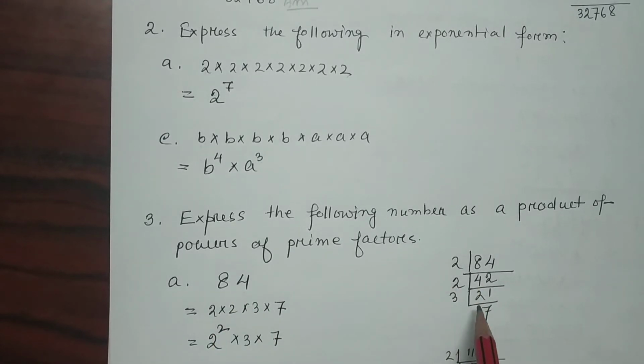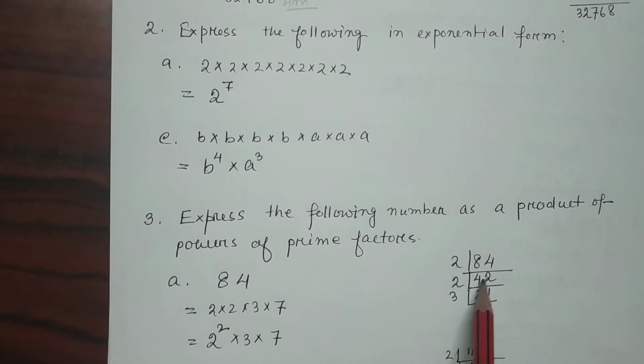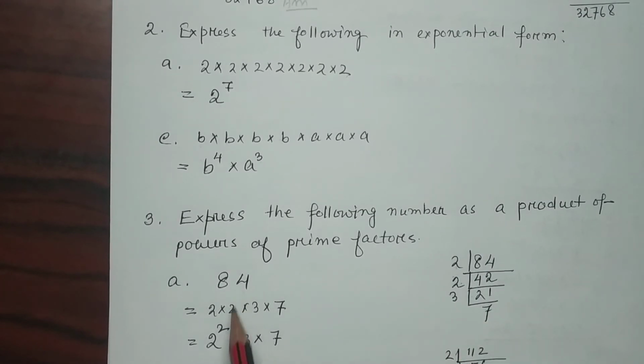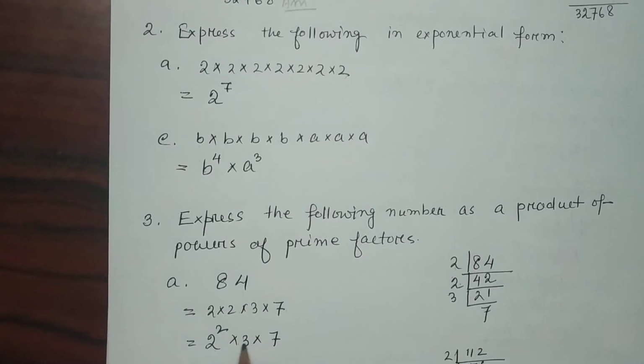Now if we factorize like this way, the smallest factor of 84 is 2. 2 is the prime factor. 1 is also a factor, but 1 is not a prime number. If we divide by 2, then 42, again 42 divided by 2, then 21, 21 divided by 3, then 7. That's why 84 we can express as a product of primes: 2 into 2 into 3 into 7. 2 how many times? 2 times. That's why we write in exponential form 2 raised to the power 2 into 3 into 7. This one we can express 84 as a product of prime factors.